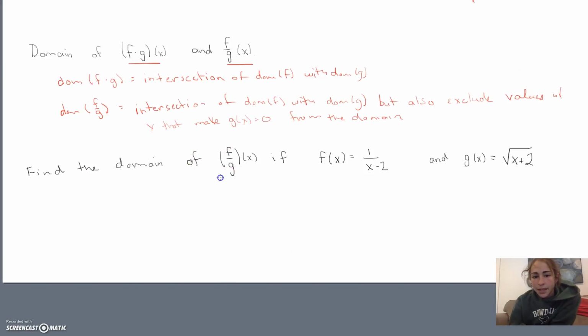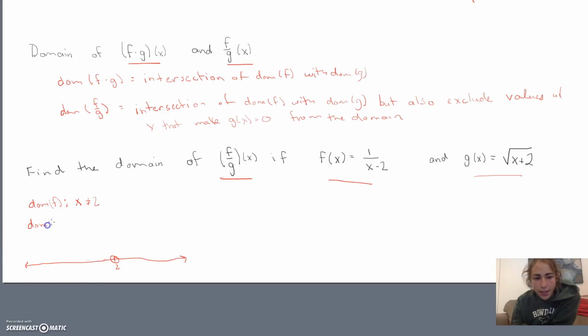So I want to find the domain of f over g of x if f of x equals 1 over x minus 2 and g of x is the square root of x plus 2. So the domain of f is just going to be all the values for x that make this make sense. I'm not allowed to plug in 2 because that would make the denominator of f equal to 0. So the domain of f is x not equal to 2. So if I think about this on a number line, I have 2 here. I can't include 2, but I could include anything else.